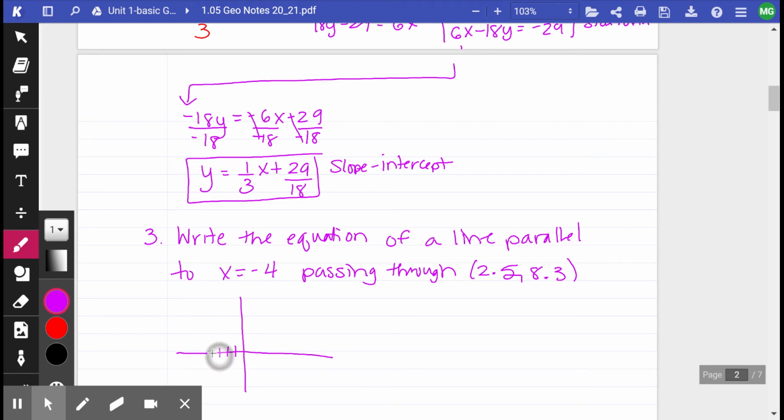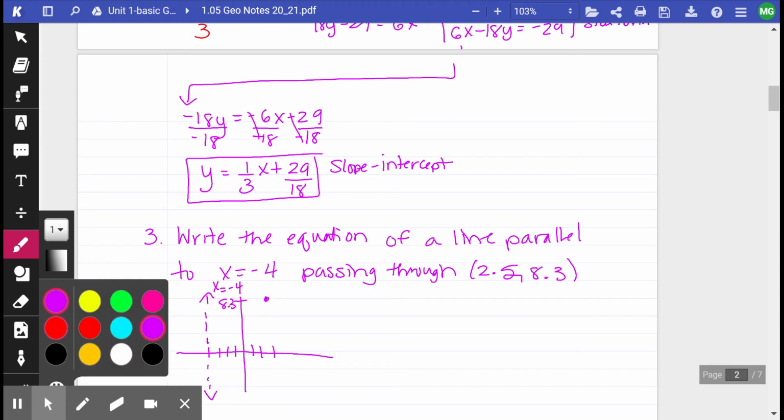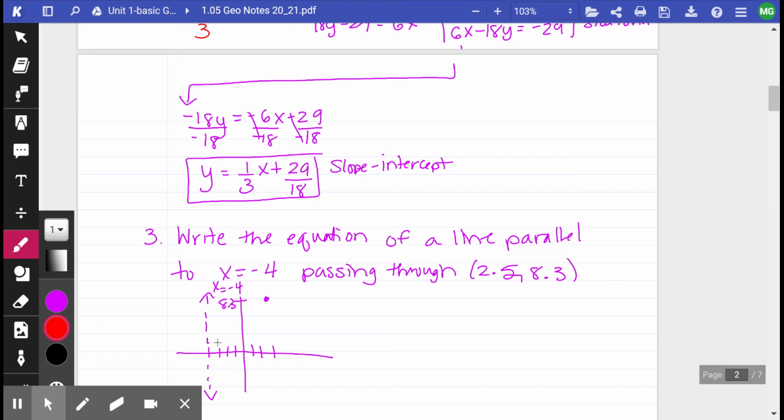So we're going to graph x equals -4. And let's plot the point 2.5, 8.3. So I'm going to go over 2.5. I'm just going to call this 8.3 up here. So if I wanted to draw a line parallel to this dotted line at x equals -4, it would have to be another vertical line. Well, what's the equation of that vertical line? I know this point is 2.5, 8.3. So the x coordinate it's passing through is 2.5. So the equation for the vertical line would be x equals 2.5.